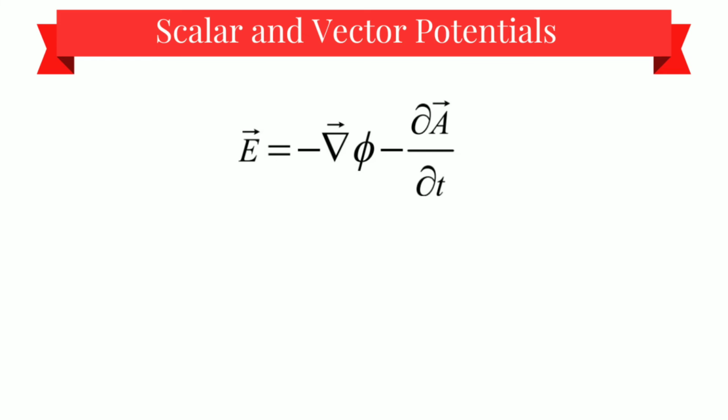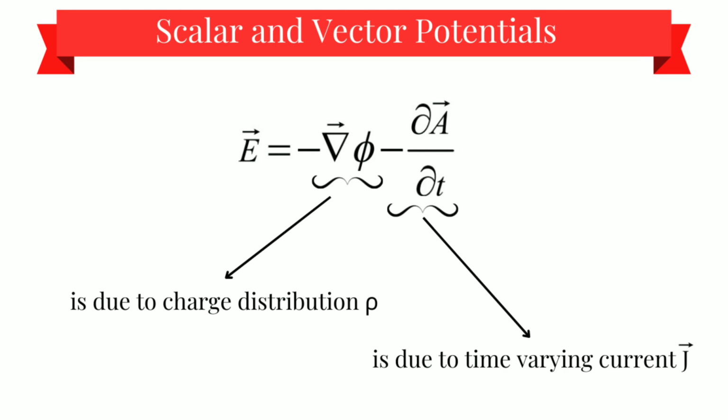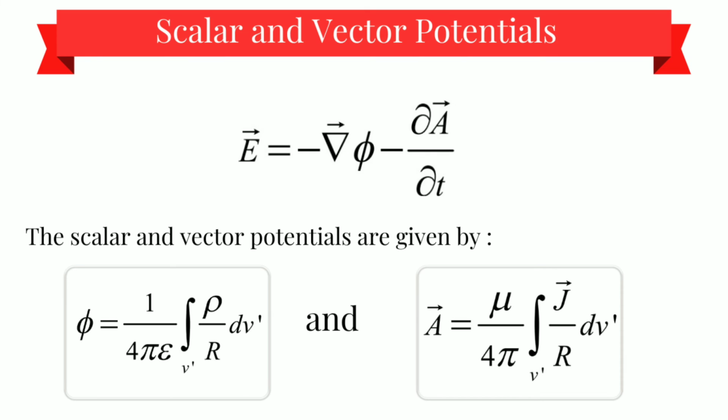Now you can see from this equation, the electric field is composed of two parts, that is minus del phi and minus ∂A/∂t. The first part is due to the charge density rho, and this second part is due to the time varying current J.